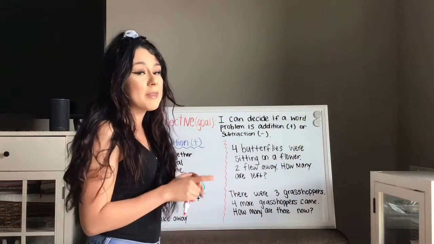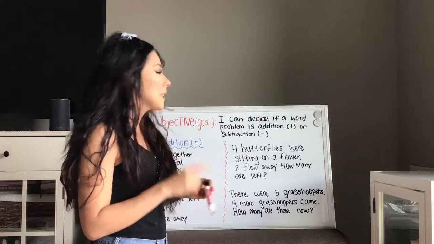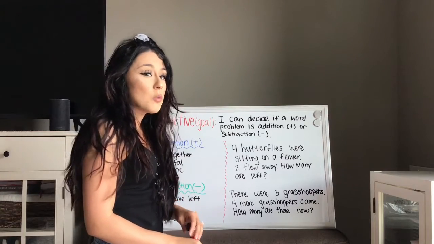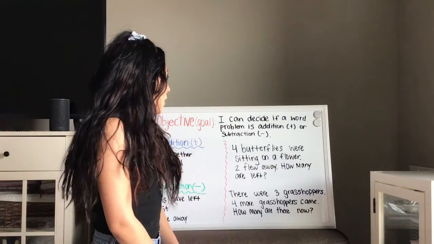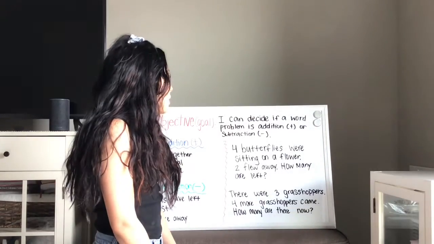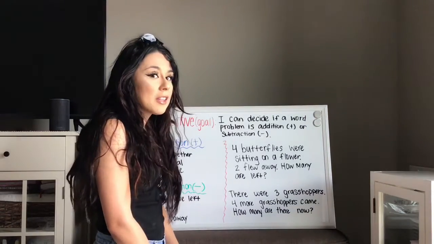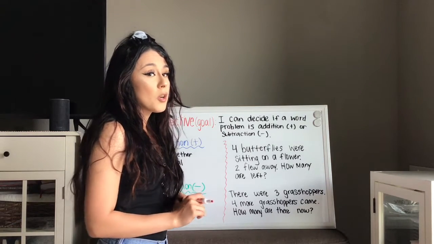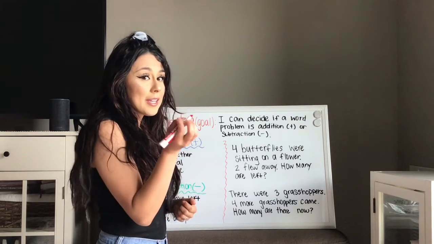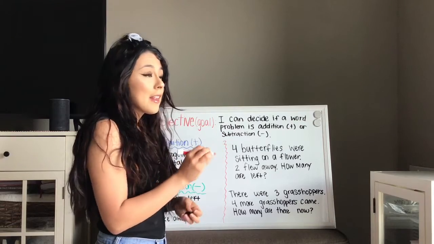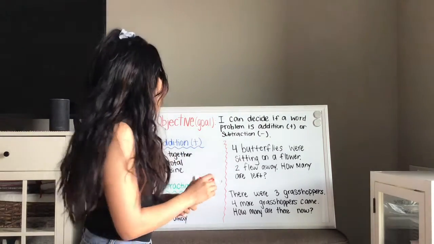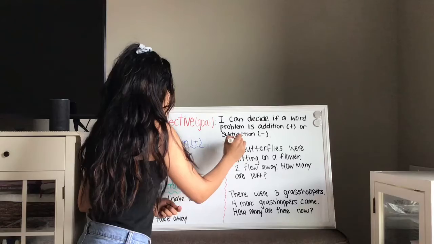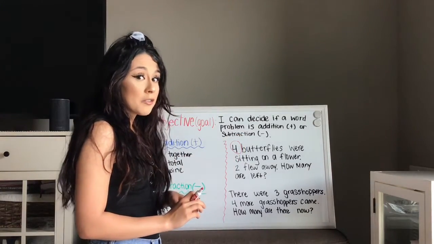Now, we're also going to go over some of the important information that word problems give you. I'm going to first read you the word problem. 4 butterflies were sitting on a flower. 2 flew away. How many are left? Now, before we decide if that's addition or subtraction, I'm going to circle some important information. I like doing it in a color that I can see that's not black like the writing. So I'm going to circle 4. We're starting with 4 butterflies.